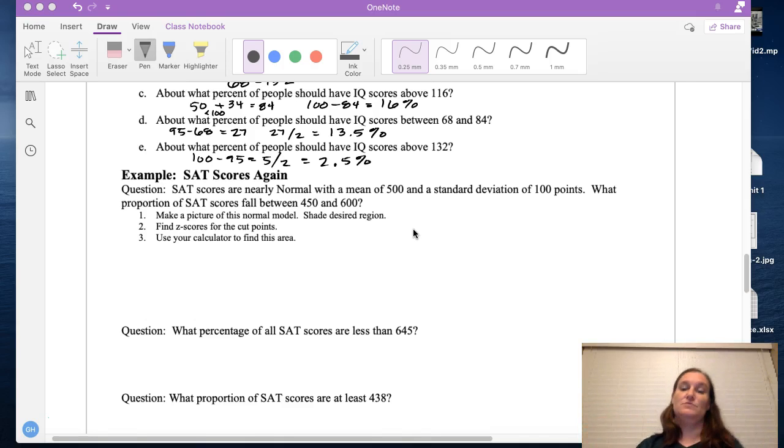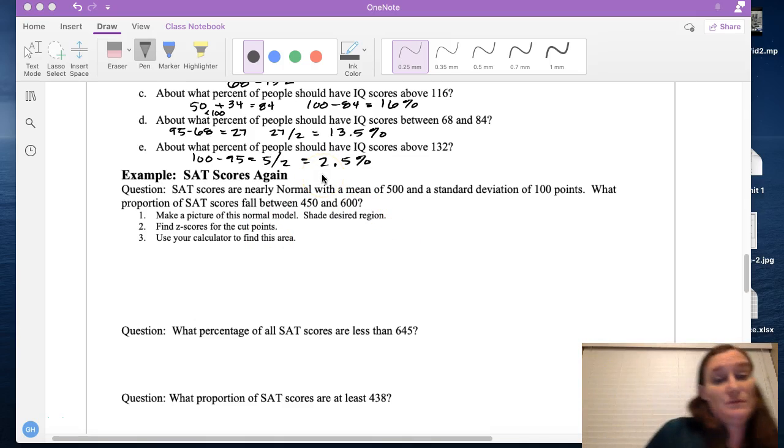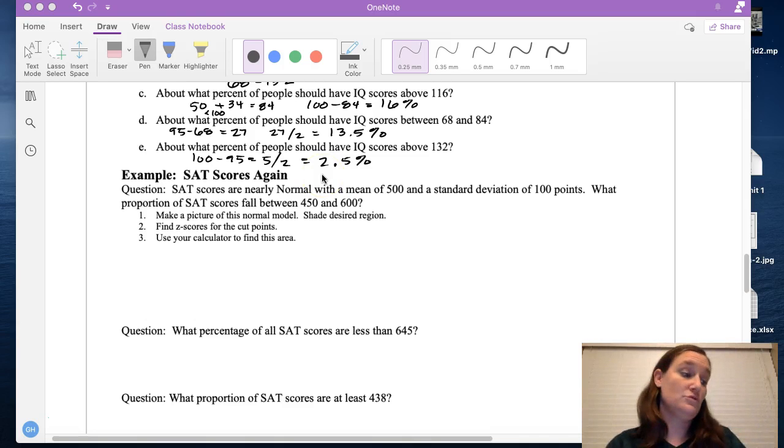All right, so this is where the calculator comes in because we're going to be doing it on the calculator. So when you do these problems, I would like you to do what I am showing you. Okay, I want you to do it the way that I am showing you. A couple of things about the normal distribution.